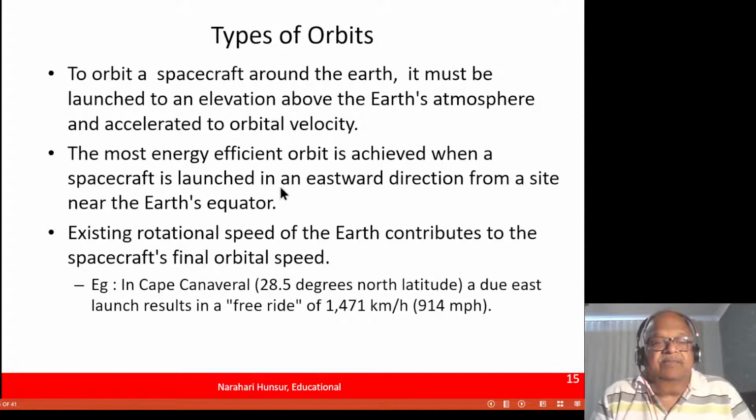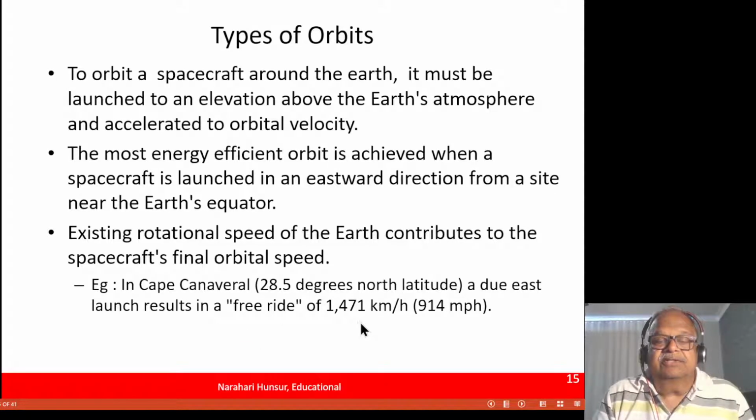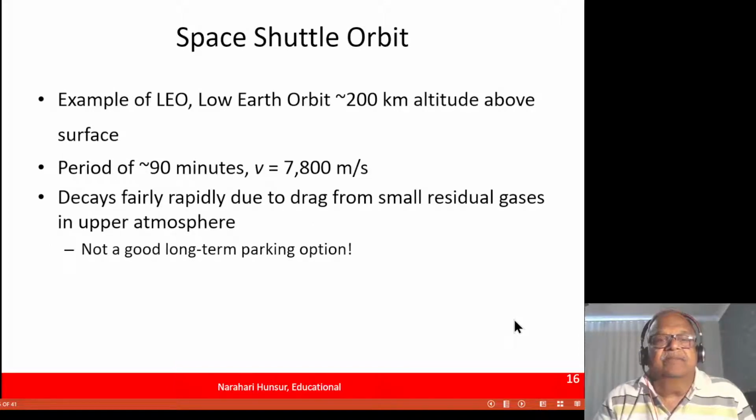For example, in Cape Canaveral, where the Apollo and the space shuttles were all launched, it's about 28.5 degrees north and due east. So you get a free ride of 1.47 kilometers per hour additional velocity. India also launches its vehicles on the east coast, at Sriharikota, and there you get a little more advantage because we are only about 14 degrees north compared to Cape Canaveral, so we are closer to the equator. So you take advantage of the Earth's velocity.